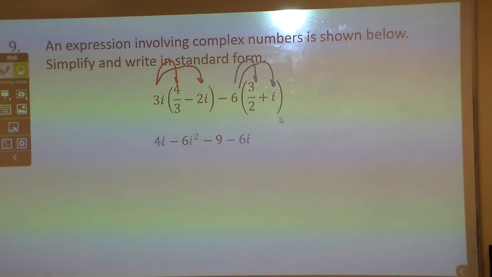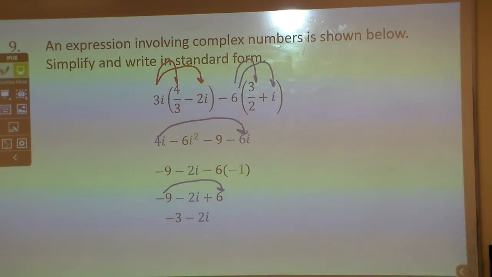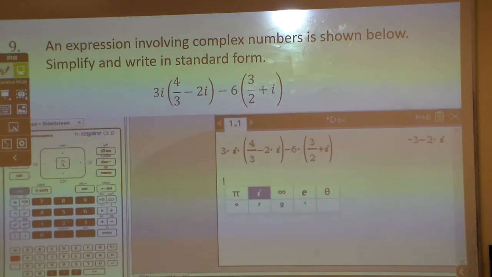And once again, I'll be able to put the 6i and 4i together. That's a positive one and a negative one. But the i squared has got to become a negative 1. So the 4i minus 6i became a negative 2i. Take negative 6 times negative 1 makes a plus 6, which I add to the negative 9, which makes it negative 3 minus 2i. Or, once again, just go to your handy dandy calculator, and you can type it in like that, and it will give you the same exact answer.